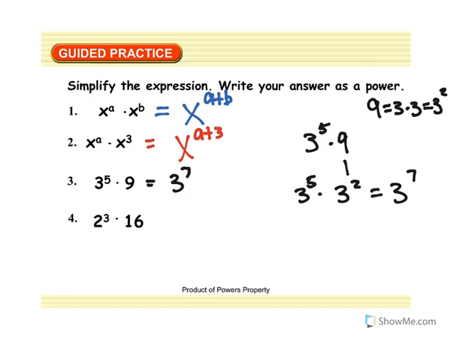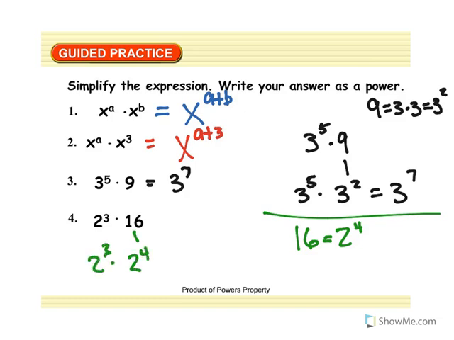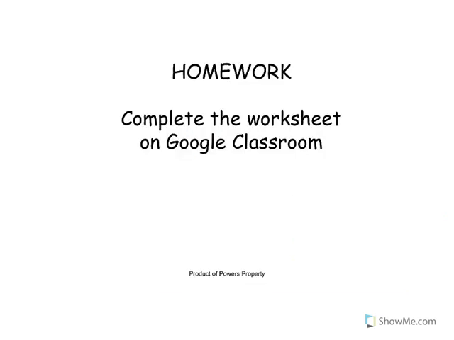Let's think about the next one along the same lines, right? What is 16? 16 is 2 times 2 times 2 times 2. It's actually 2 to the 4th. So I can replace this, or I can rewrite it using an equivalent expression. And 2 to the 3rd times 2 to the 4th is 2 to the 7th. So since 16 is equal to 2 times 2 times 2 times 2, we'll call that 2 to the 4th, times 2 to the 3rd is 2 to the 7th.